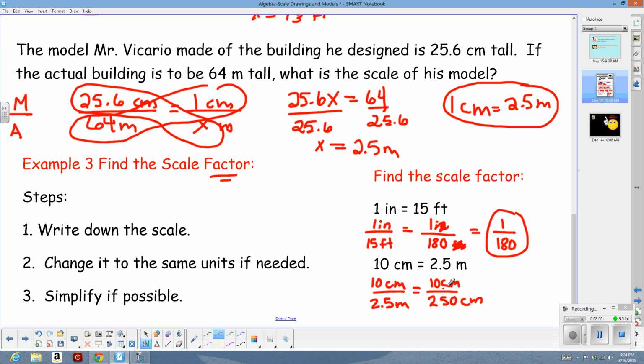Now that they're both in the same unit, we don't need the unit in there anymore. Now we can simplify the 10 over 250 because they can both be divided by 10. 10 goes into 10 one time, and 10 goes into 250 25 times. So the scale factor is 1/25th. The model is 1/25th the size of the original, or the actual thing. Basically, 1 unit on the model is equal to 25 units on the real thing.